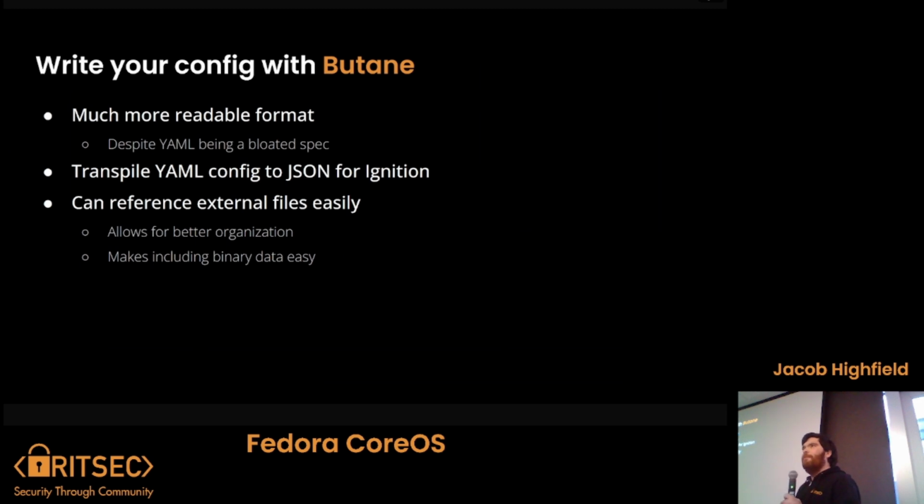And one other cool feature you can use with Butane is that you can reference external files, which allows for easy organization. So let's say you have like 10 services you want to add to the box. Instead of including all 10 services in a single config, you just say, hey, this service is in this file, this service is in this file, this service is in this file. And you can also include binary data such as images, tarballs, whatever you want. And it base64 encodes it, and adds it to the Ignition config.